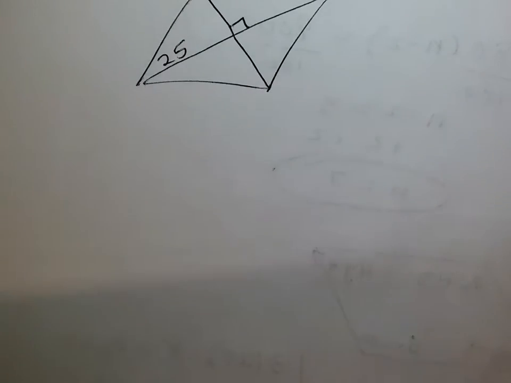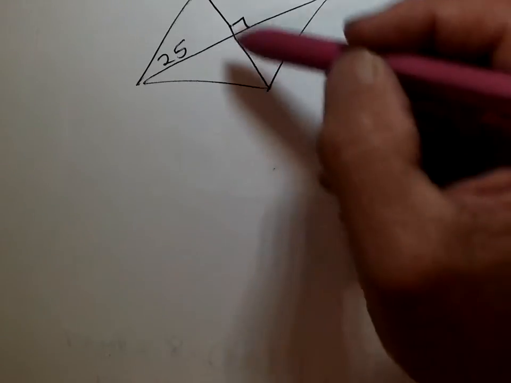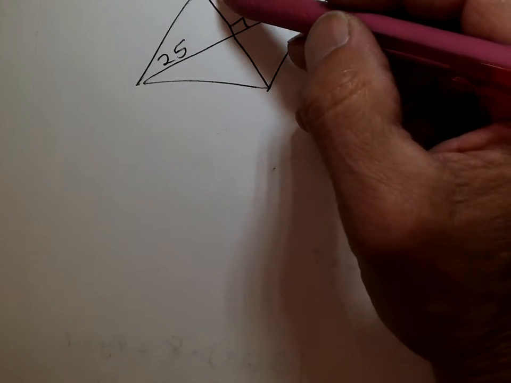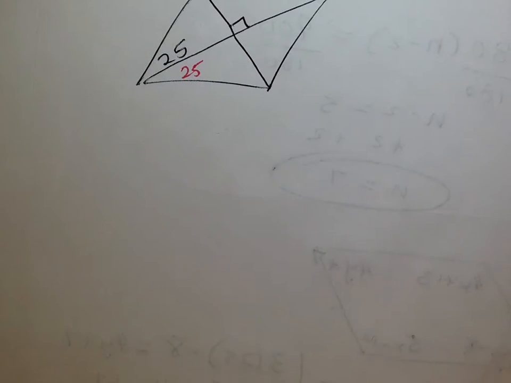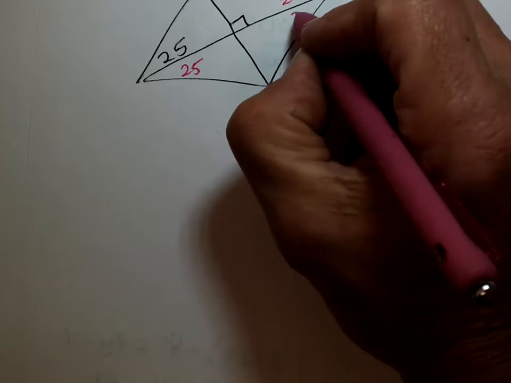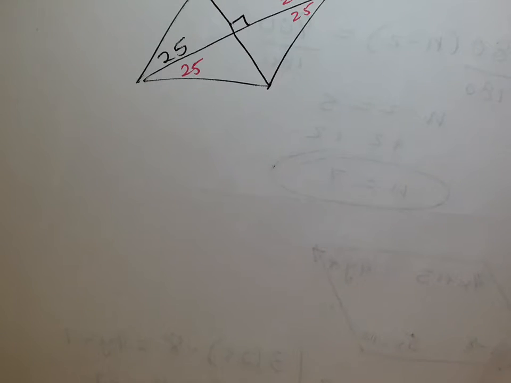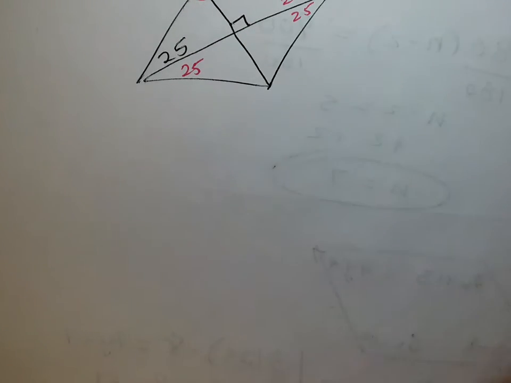Now, there are a couple of things that happen in a rhombus that are kind of nice, okay? First of all, it does 2 things. It will bisect the angles. Well, if it bisects the angles, that's 25, and that's 25. Since it's a parallelogram, opposite angles are equal. 25 and 25.